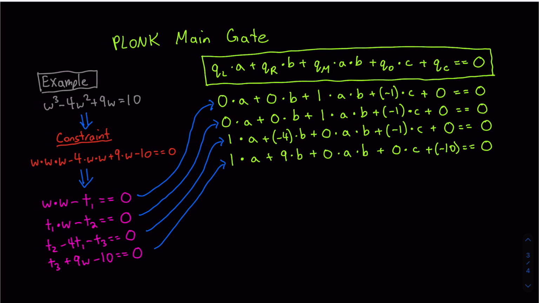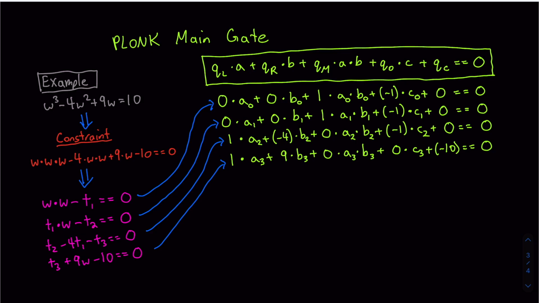And here's the key takeaway. One universal constraint, the PLONK main gate, can capture every constraint in our computation, no matter how many intermediate variables or steps we need to introduce. To keep everything organized, we'll add subscripts to the variables and selector coefficients. We'll be zero indexing, so we will use 0 for the first constraint, 1 for the second one, 2 for the third, and 3 for the fourth.